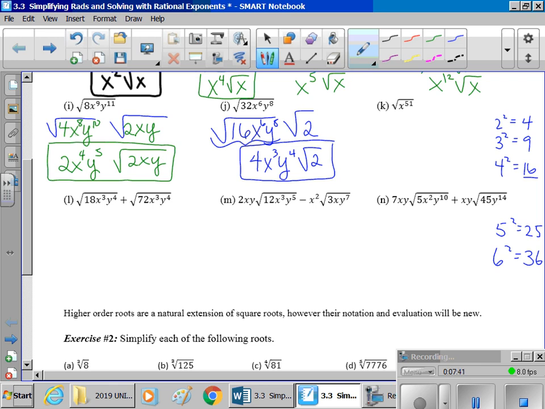And that last one, K, is just very simple, to the 51st power. But again, sometimes we still make mistakes. Perfect square, left over, x to the 50th, x left over, and the square root of x to the 50th is x to the 25th, rad x. Just take half of it.